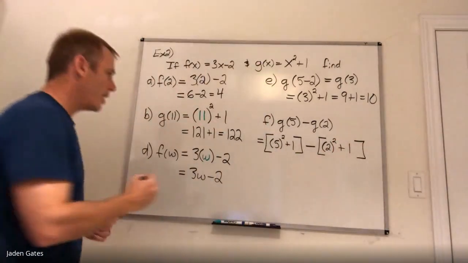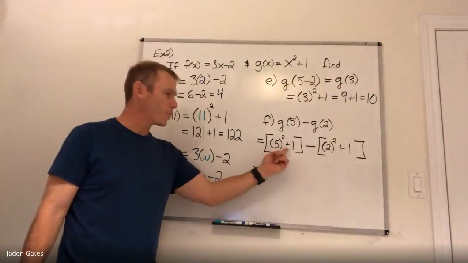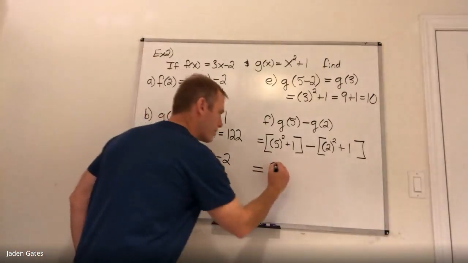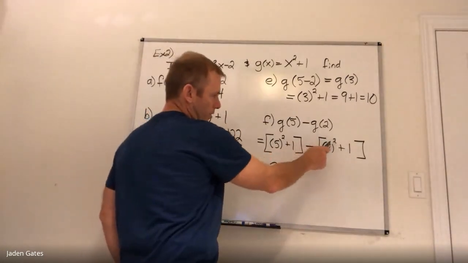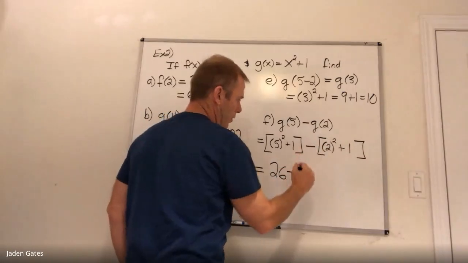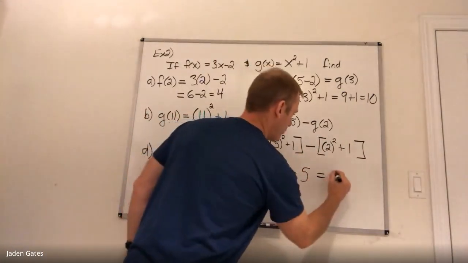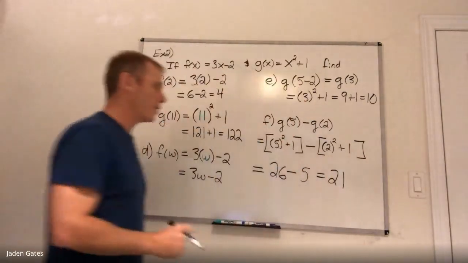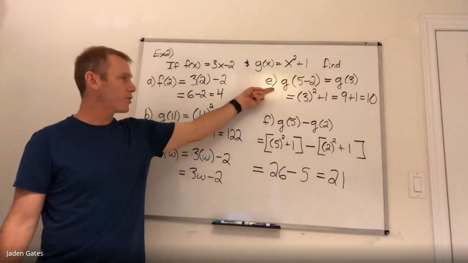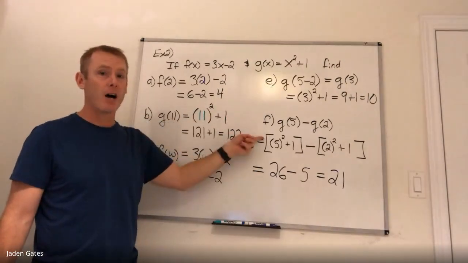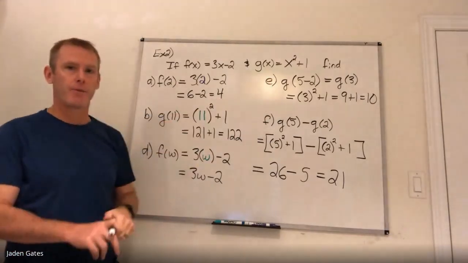All right, let's see here. Yeah, I can just figure out a little math. I have 5 squared plus 1. That is 26. Subtract 2 squared plus 1. So 2 squared is 4 plus 1 is 5. And so I have 26 minus 5, 21. And so what you can see is g of 5 minus 2 is different than g of 5 minus g of 2. All right? So these two are not the same thing.